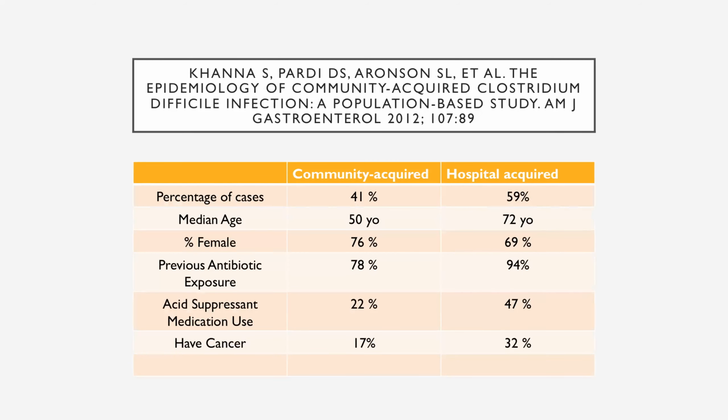So this is a chart breaking down the demographics of a hospital-acquired versus community-acquired population. As you can see, the hospital-acquired tend to be a little bit older. Almost all of them have had antibiotics recently. PPI use is big. We'll talk about that later, as well as malignancy.